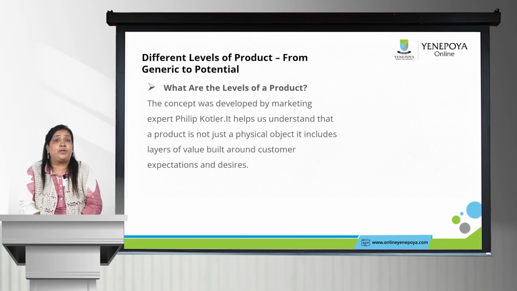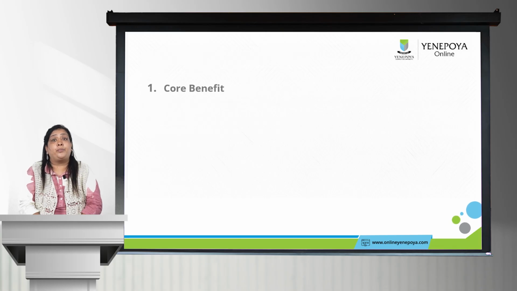The concept was developed by marketing expert Philip Kotler. It helps us understand that a product is not just a physical object, it includes layers of value built around customer expectations and desires. There are five levels. The first is core benefit.